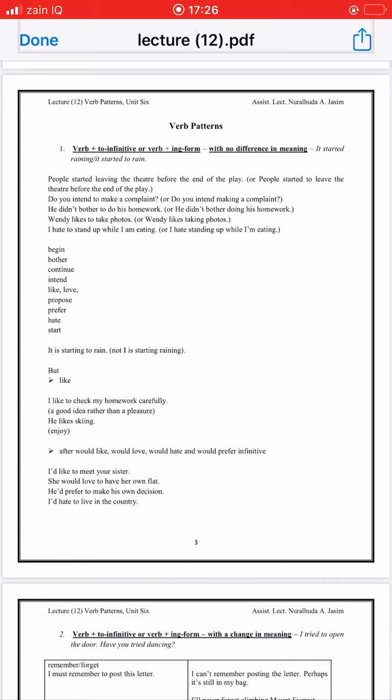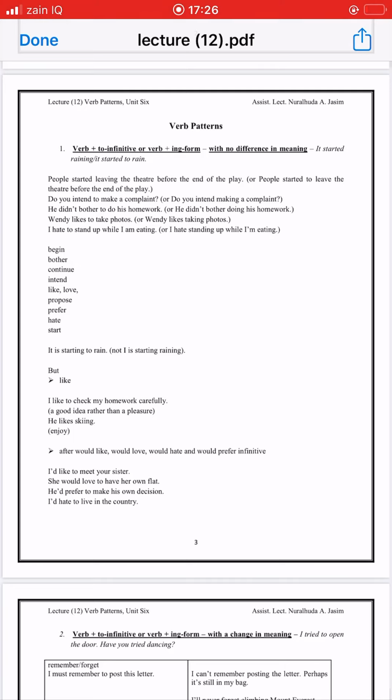The theater before the end of the party. Do you intend to make a complaint? To make. Or do you intend making a complaint? Making. He didn't bother to do his homework, or he didn't bother doing his homework. To do or doing. Wendy likes to take photos, or Wendy likes taking photos. I hate to stand up while I am eating, or I hate standing up while I'm eating. To stand up or standing up.